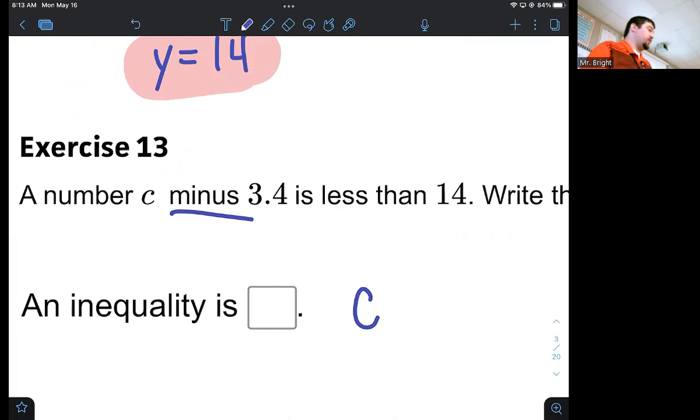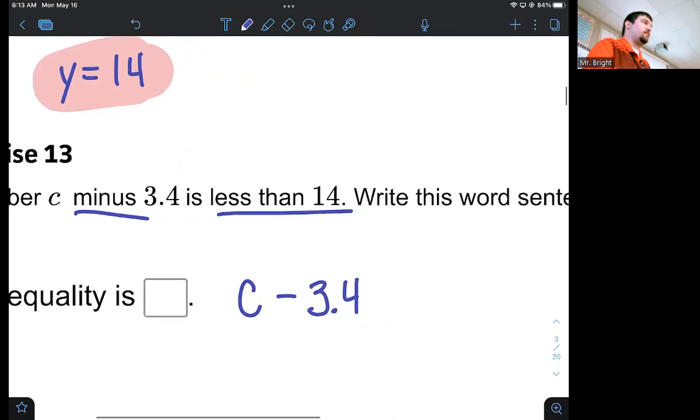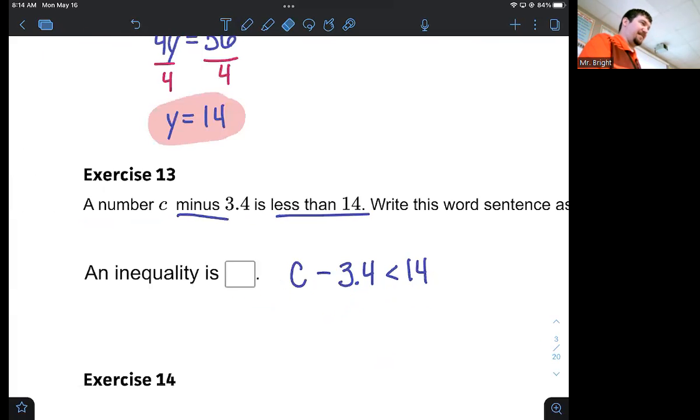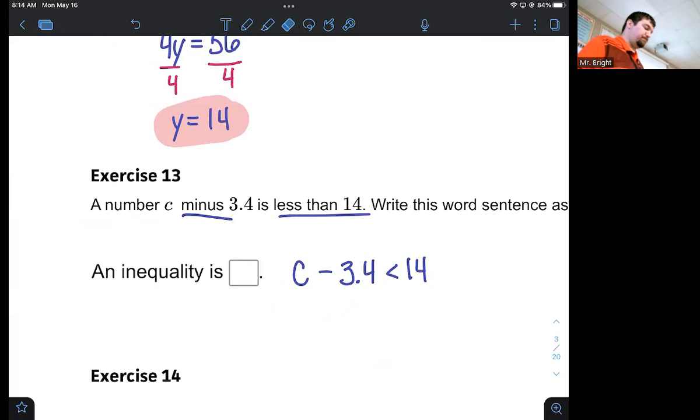That's not a trick question. Just subtract 3.4. And then is less than 14. Now, is the less than symbol going to look like this? Or like this on the bottom? The top one is the less than symbol. The less than symbol, remember, kind of makes an L, just leaned a little bit on its side. The other one is a greater than sign, and that's going to give me the same number, but then the wrong expression.